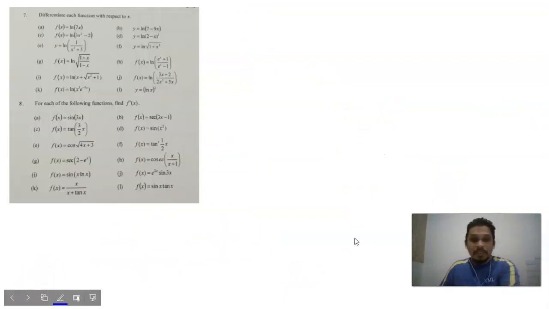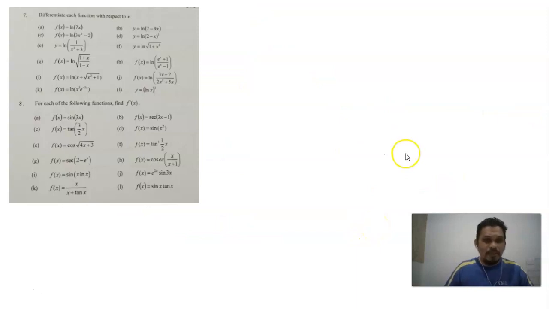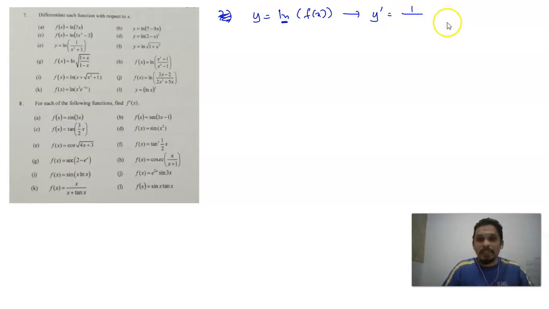Let's take a look at the next question then. Okay, question 7. Before that, for y equal to natural log of f(x), then y prime equals the derivative of ln, which automatically gives you 1 over f(x), then multiplied by the derivative of f(x), which is f prime(x).